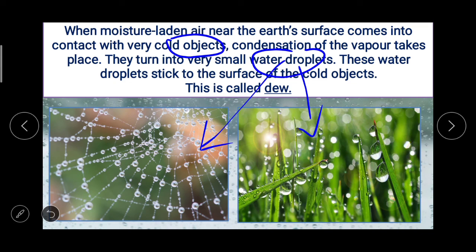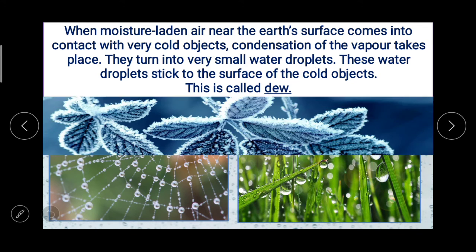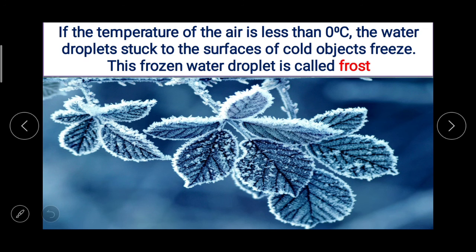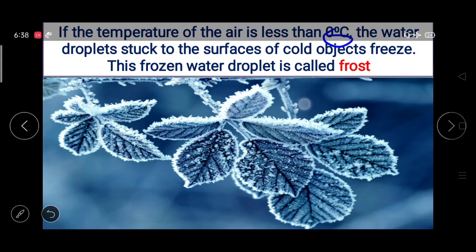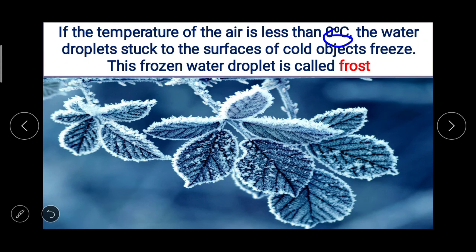Now here we are trying to understand how fog occurs, how dew forms. And the next one, frost. If the temperature of the air is less than 0 degrees Celsius, then the water droplets stuck to the surface of cold objects freeze.